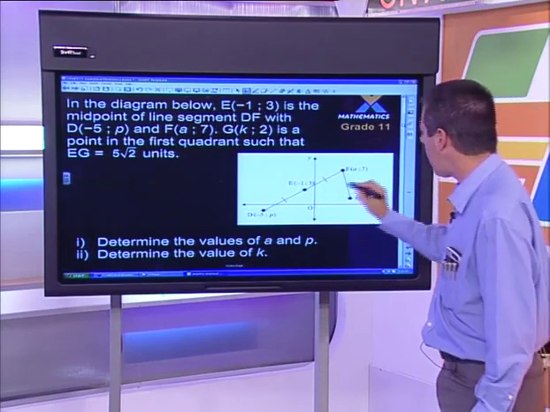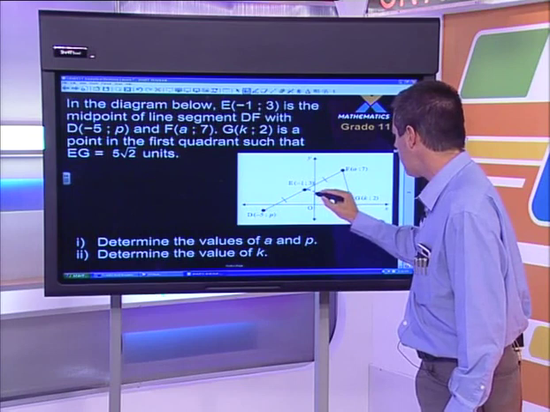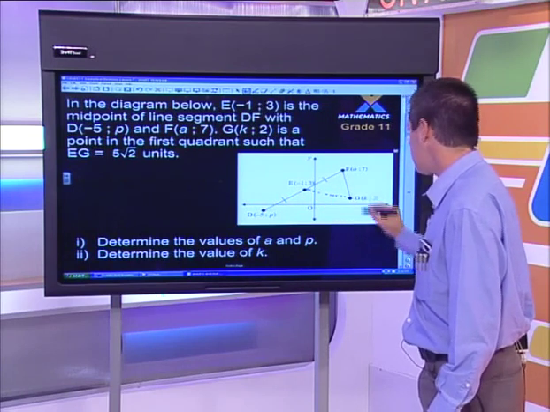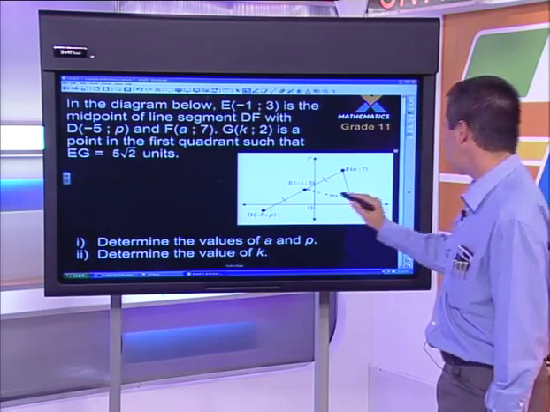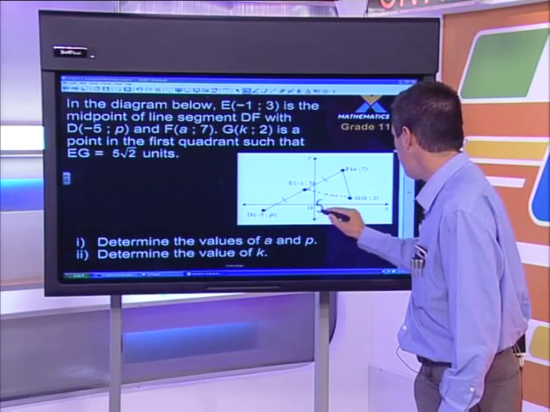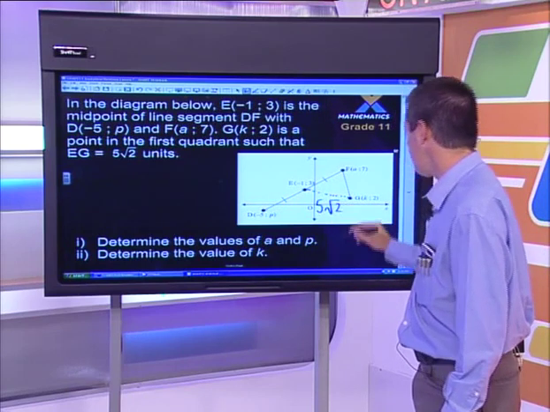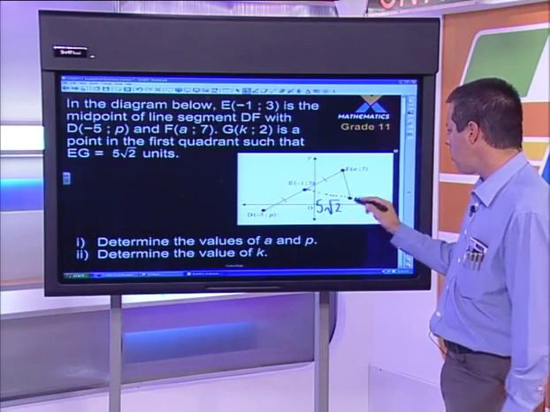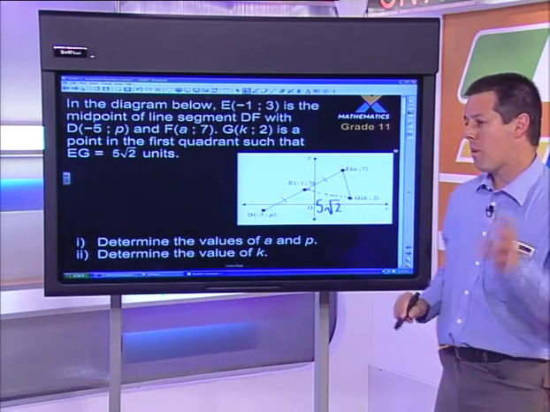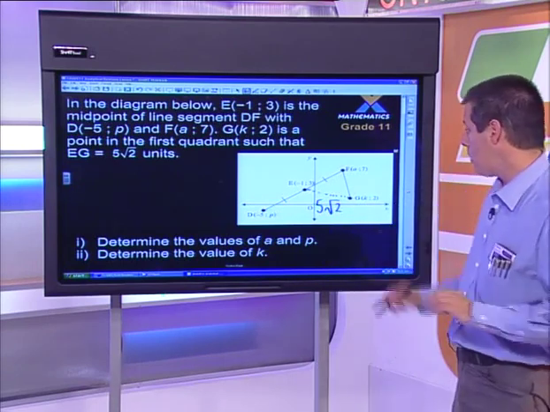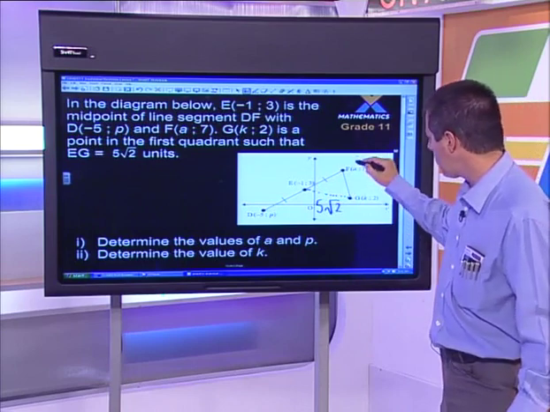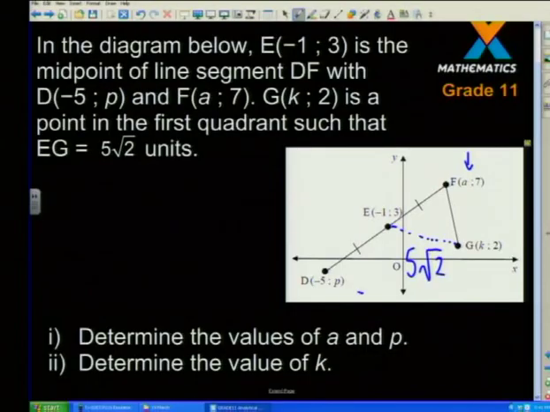Now that would be important. I'm going to help you just a little bit, because that's something you should be putting on your diagram. The length EG is 5√2 units. So the length from E to G is 5√2. Basically, what we're saying to you is solve for A, solve for P, and go and solve for K. It doesn't matter what order. My question says go and find A and P first and then go and find K.